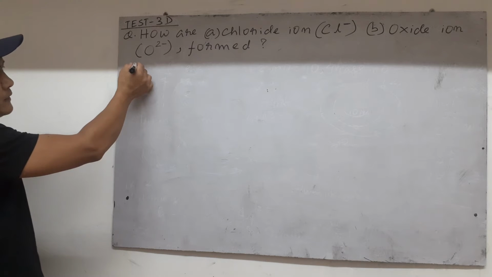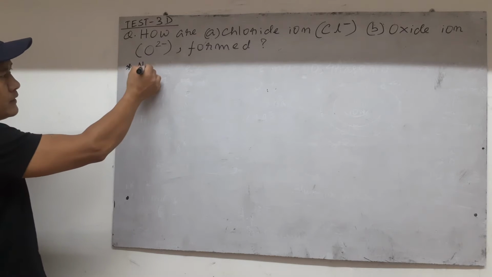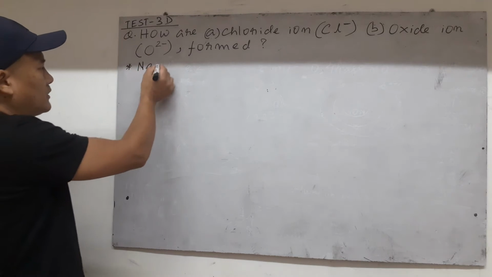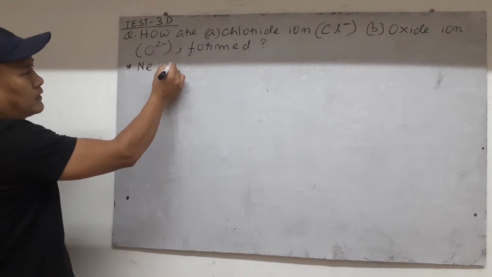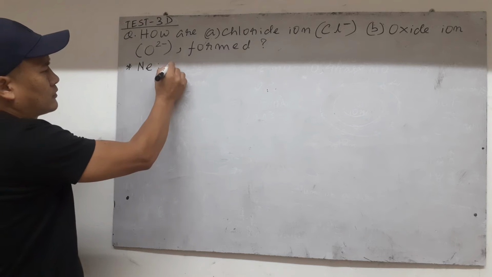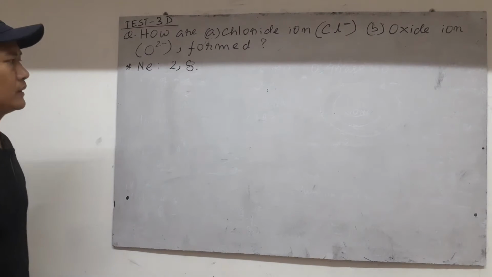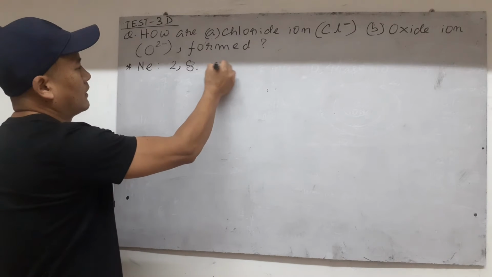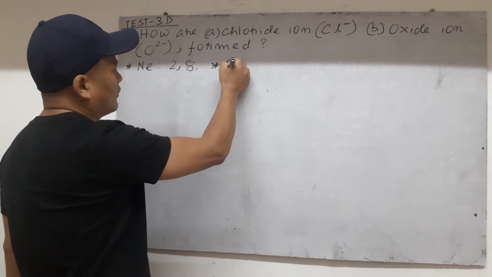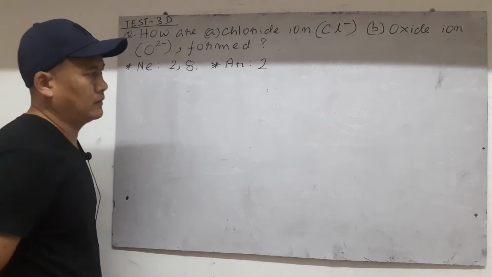The first noble gas is helium. After that is your neon, symbol capital N small e, and it has got 10 electrons. The electron arrangement is first shell 2 and second shell 8, like this. And the next noble gas is argon, capital A small r is the symbol. It has got 18 electrons.